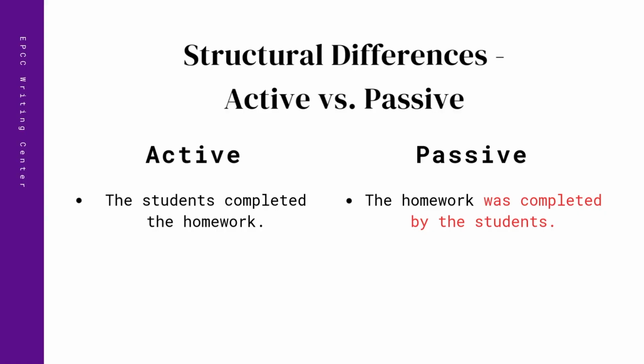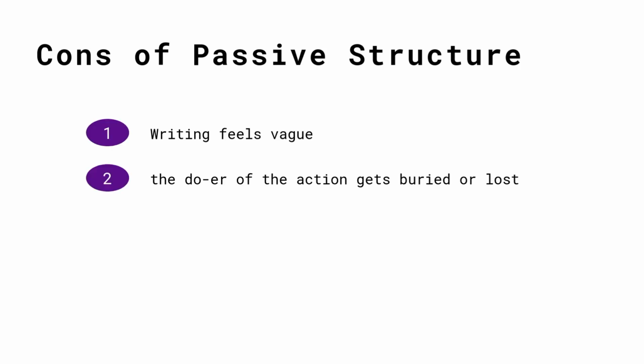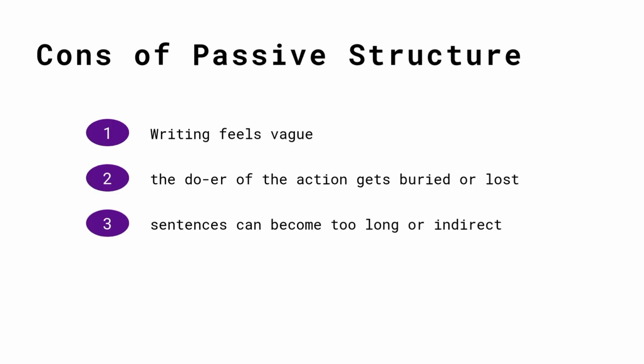So when your sentence starts piling up forms of "to be", like was, were, has been, is being, and past participles like completed, eaten, damaged, chances are you're looking at a passive structure. And that can be a problem when your writing starts to feel vague, the doer of the action gets buried or lost, or sentences become needlessly long or indirect. But again, passive voice isn't wrong, it's just doing something different. It shifts the focus. If active voice is "the actor is doing something," passive voice is more like "something is happening," maybe by someone, maybe not.